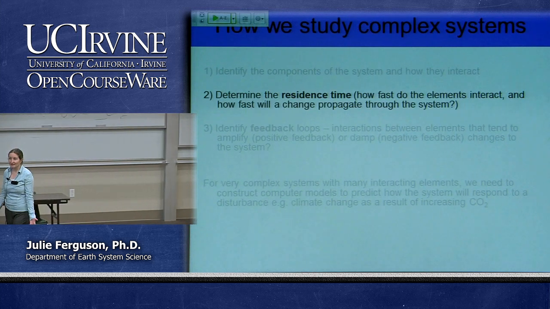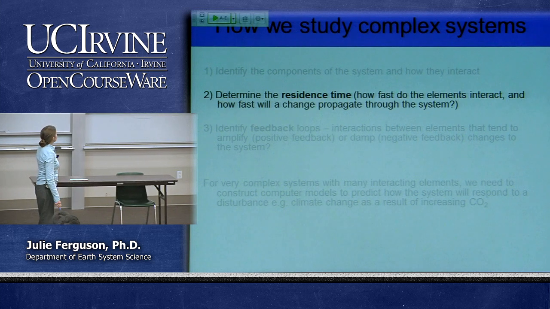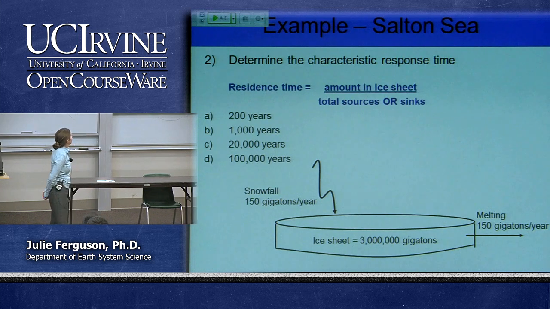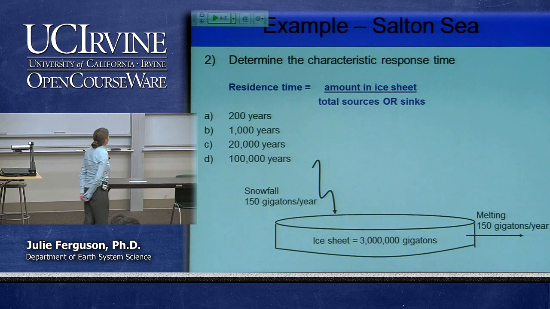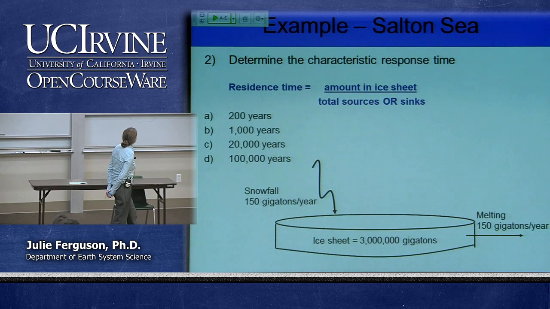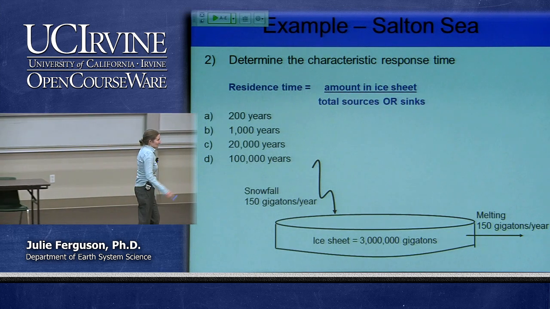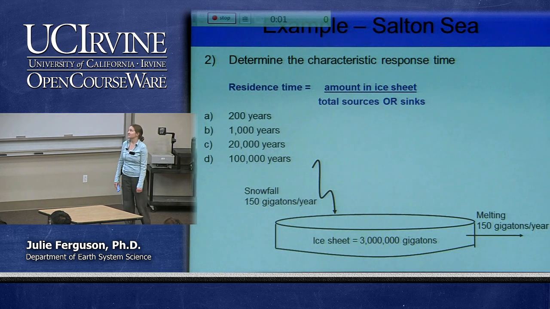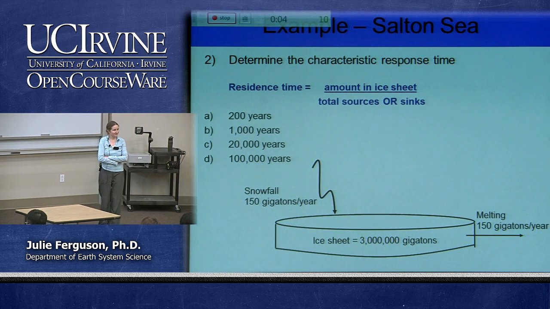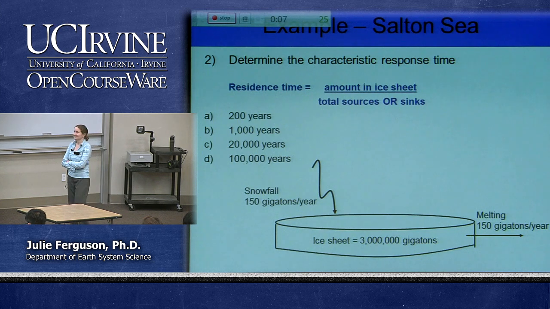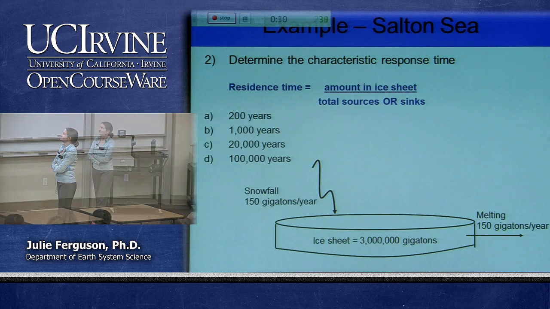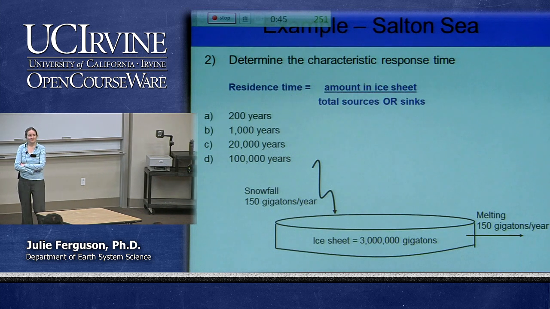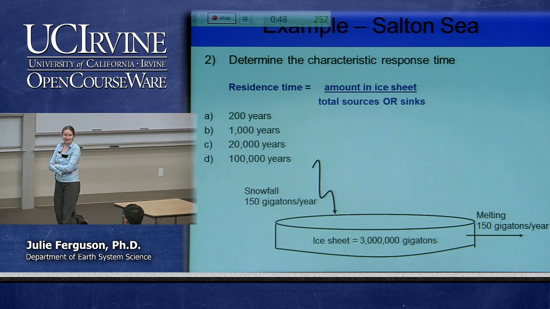So that's our first part, and really it's as simple as that. The second part is determining the residence time. So you know what's coming. I'm going to get you to do some maths. If our residence time equals the total amount in the ice sheet divided by the total sources or sinks, now you have to think a bit. What is going to be the residence time of a little molecule of H2O in that ice sheet? So do some cancelling. See if you can do it in your head. I'll give you until a minute. Do some speed math.